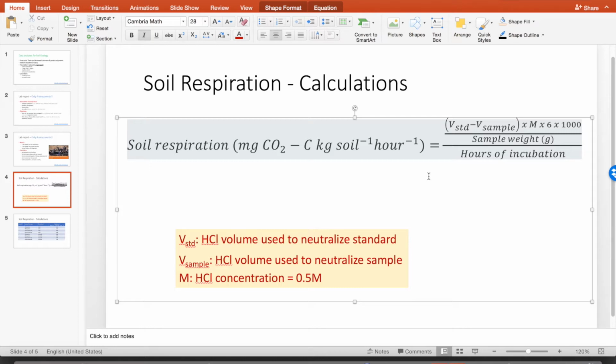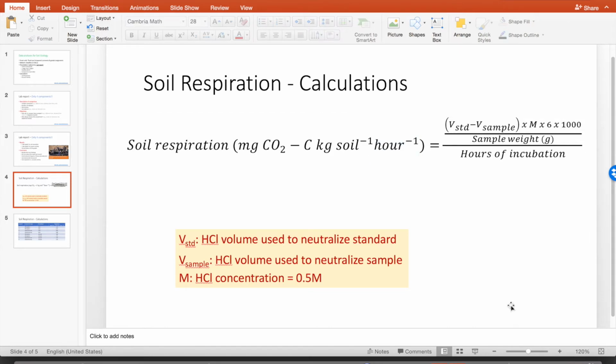We could have calculated this per gram of soil for the 50 grams of soil for the 1 week, but it's more common to find in the literature this data expressed per kilogram of soil, so we're extrapolating for 1 kilogram of soil. That's why we're multiplying here by 1,000, and we also express it within the period of 1 hour versus the period of 1 week.